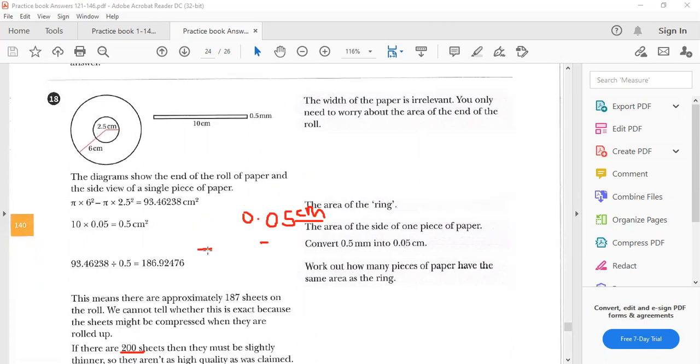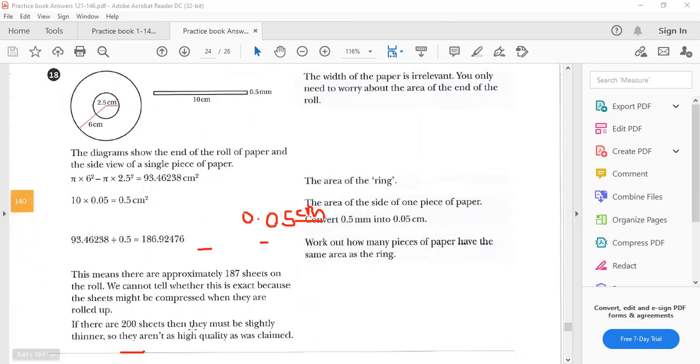Maybe it's 200 complete, but sometimes they just compress the roll so there are 200 sheets. Then they must be slightly thinner, so they are not as high quality as claimed. So there are two core possibilities: either they compress it so that they can put 200 sheets, or otherwise the sheets will be thinner.